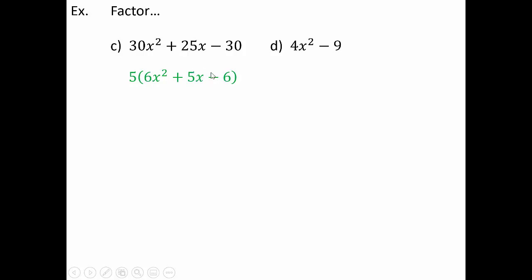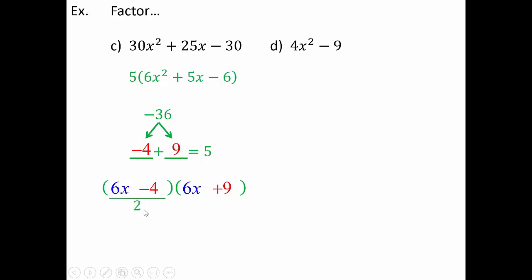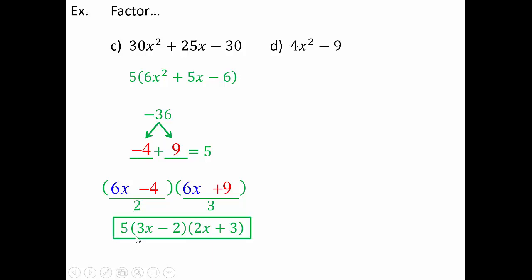Now I'll do the AC method based on 6 and negative 6, which is going to be negative 36, factors that add up to the B term 5. Factors of negative 36 that add to 5 would be negative 4 and positive 9. Breaking it up, I'm going to take the 6x squared, break it into 6x and 6x, negative 4 and positive 9, and then each of these can be reduced by separate numbers. The first pair could be divided by 2, the second pair by 3. So that leaves me with 3x minus 2 and 2x plus 3, but remember the GCF is part of my solution, so 5 parentheses 3x minus 2 parentheses 2x plus 3.